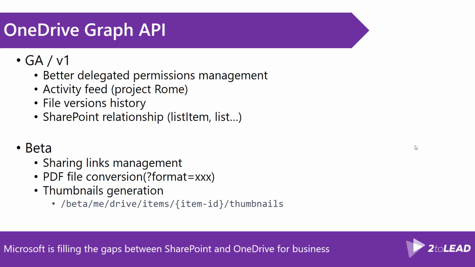Another thing that came to beta is thumbnails generation. So the thumbnails are basically a preview of a file's content, so you can display nice views to your users, and now the beta endpoint supports that.